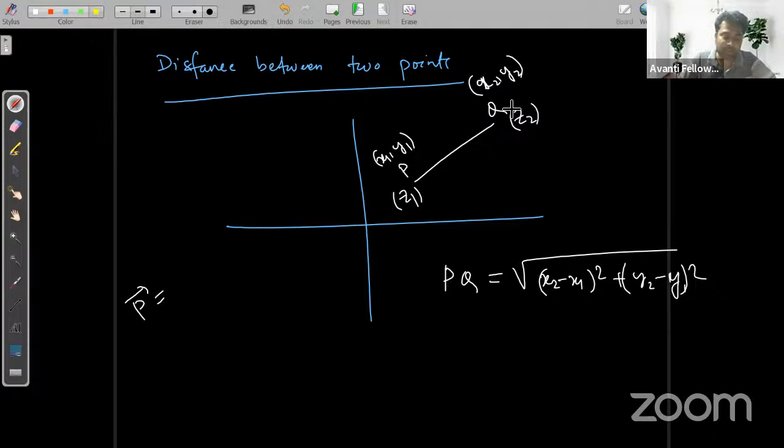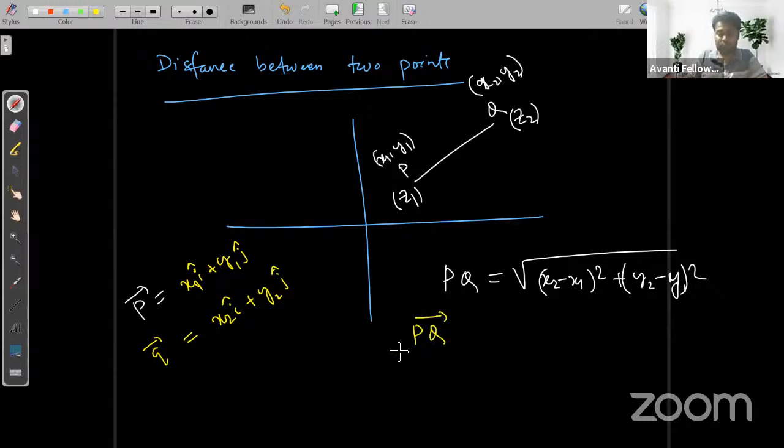What is the position vector of point P? That is x1 i cap plus y1 j cap. And what is the position vector of point Q? That is small q, that is x2 i cap plus y2 j cap. This one. Now, what is the vector PQ? That is (x2 minus x1) i cap plus (y2 minus y1) j cap.